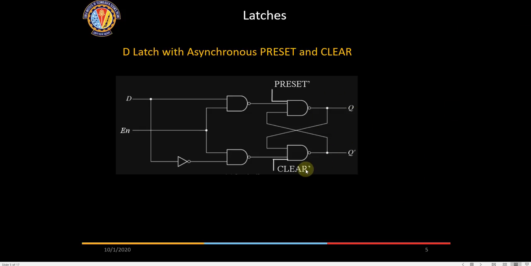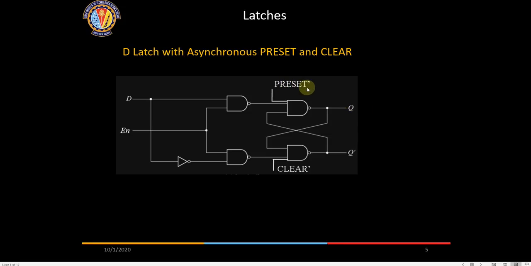It will make Q 0, right? Clear bar will make Q 0 when clear bar is on. Clear bar means you have to give a 0 here. Clear bar means to activate clear, you have to give a 0 at this pin. When you give a 0 at the pin, this will go 1, and that will make this 0.